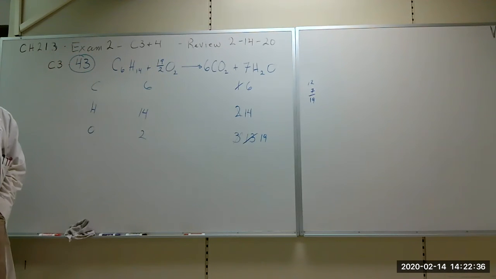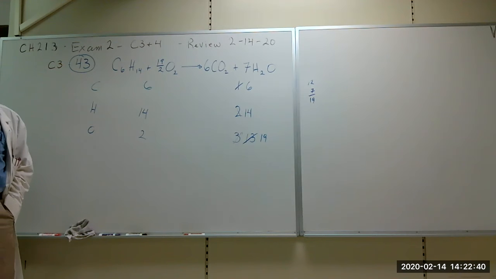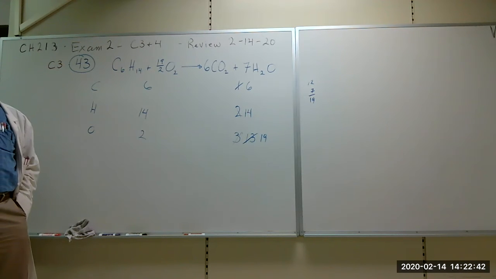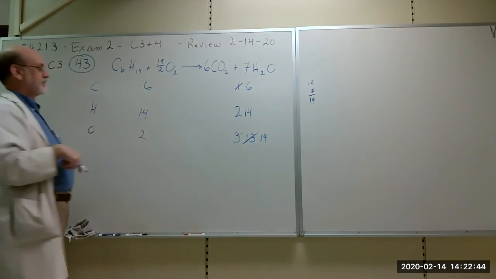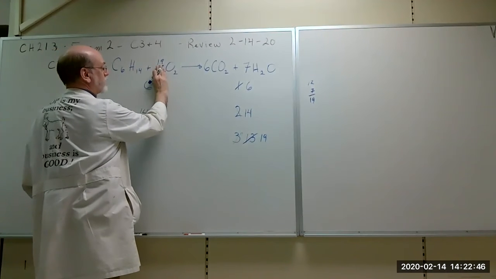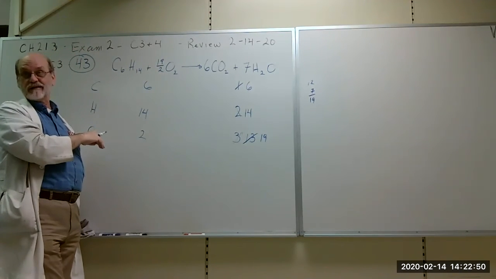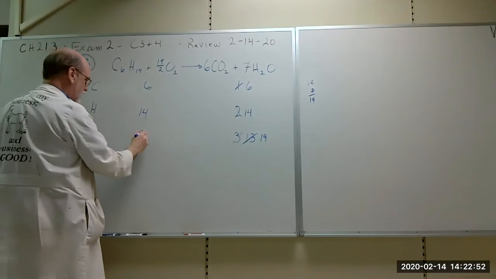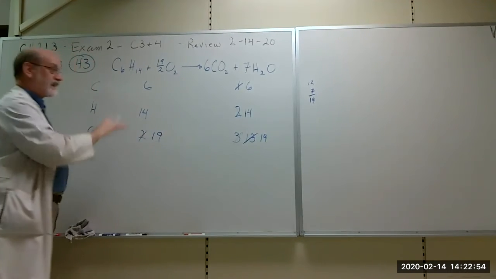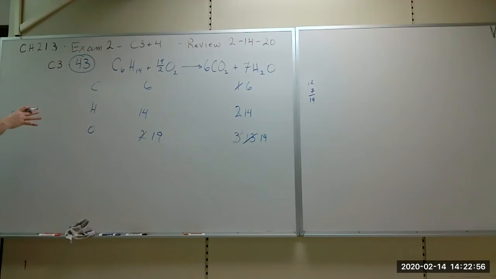19 halves of an O2 is 19, right? If we were to take 19 of it, it'd be 38. But 19 halves of it is 19. So now we got 19, and technically it's balanced. But we want to convert it to whole numbers.